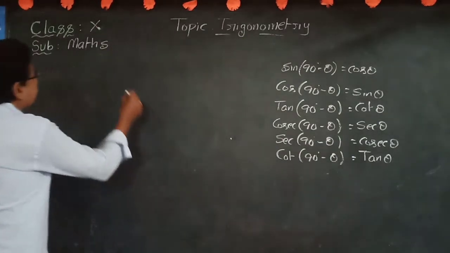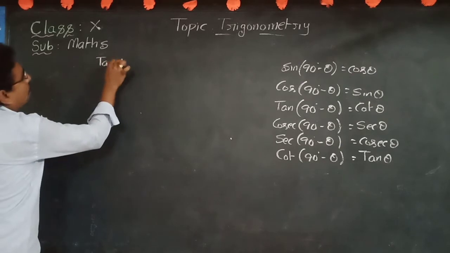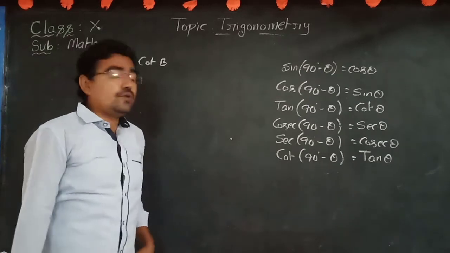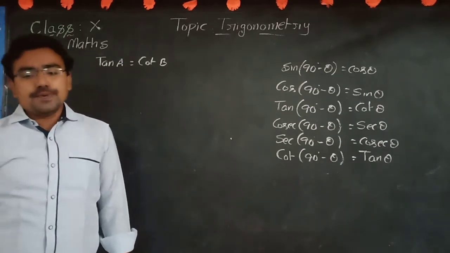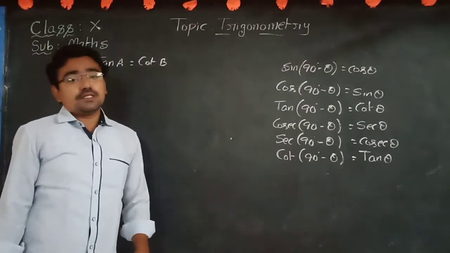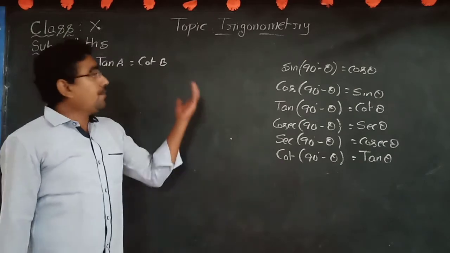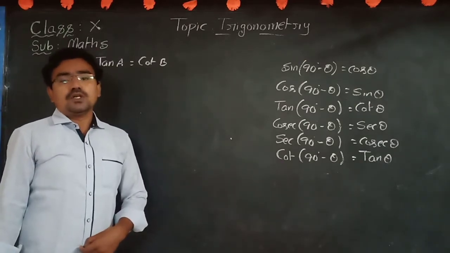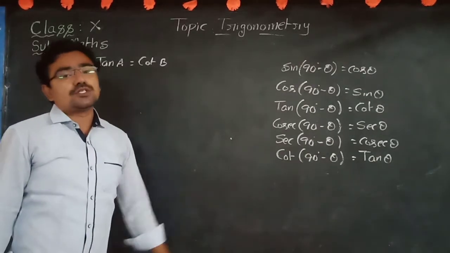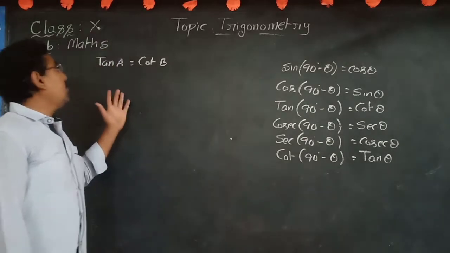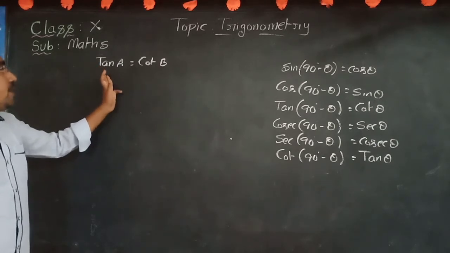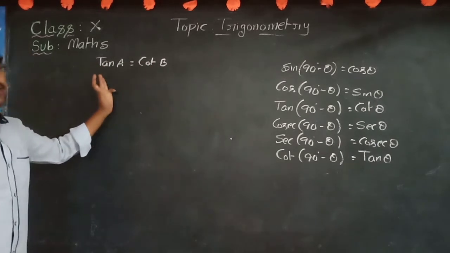See one more problem. If tan A equals cot B, then prove that A plus B equals 90 degrees. Previously, what was the equality? Sin A equals cos B. In that case, we already showed A plus B equals 90. In the same manner, if tan A equals cot B, what do you have to prove? A plus B equals 90. Now I said, when different ratios are given as equal, we should write tan in terms of cot, or cot in terms of tan, our wish.